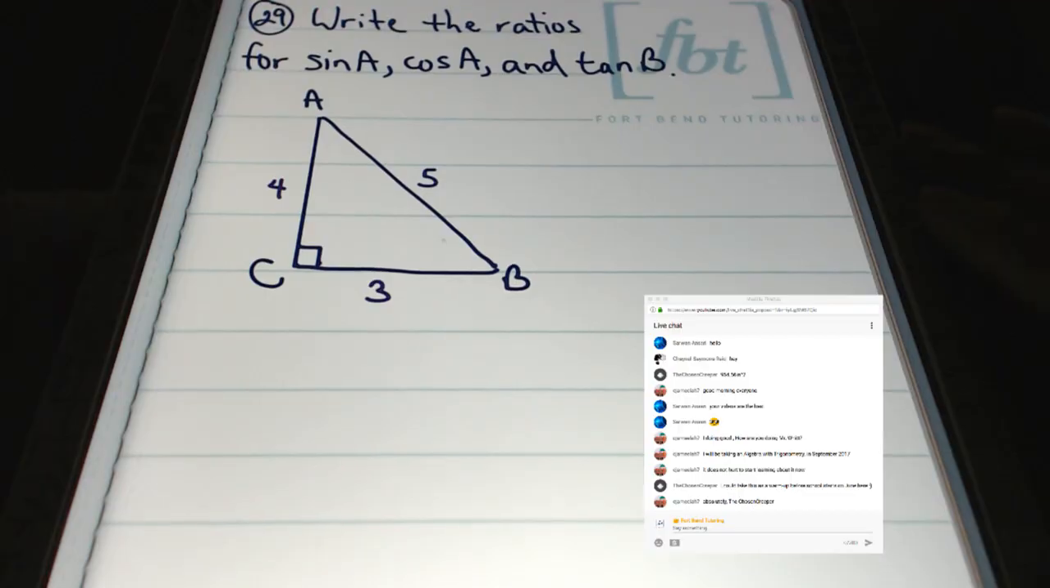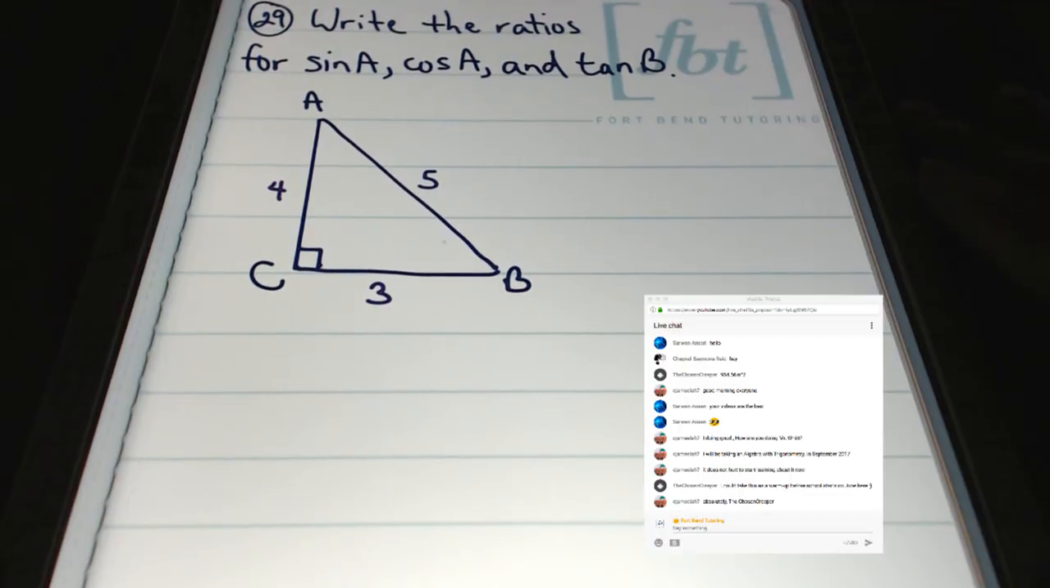Let's go on to something I could probably do better, which is problem number 29. All right, guys. We have to write the ratios for sine of A, cosine of A, and tangent of B. So we have some trigonometry here. We have some trigonometric ratios, guys.